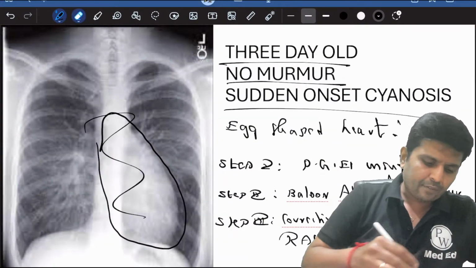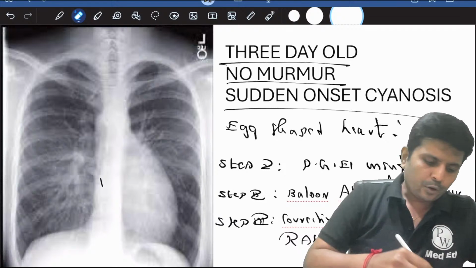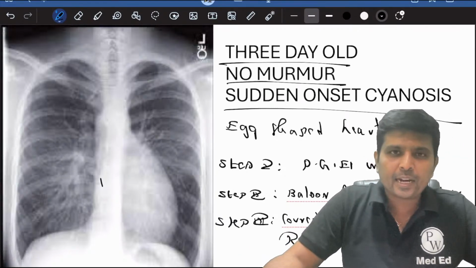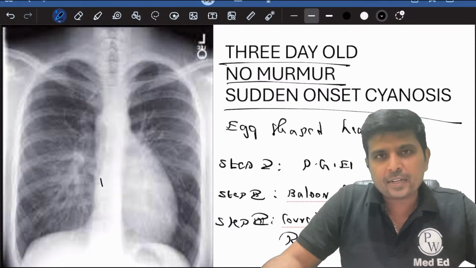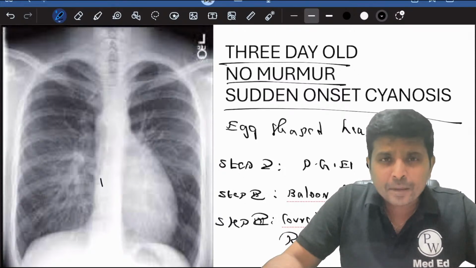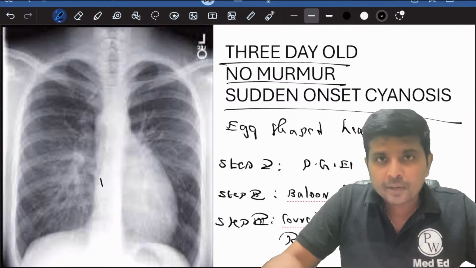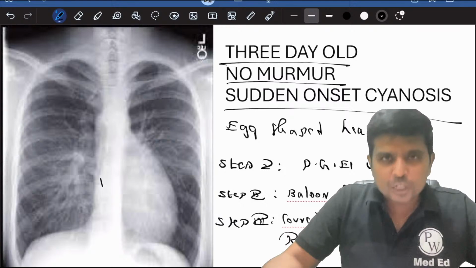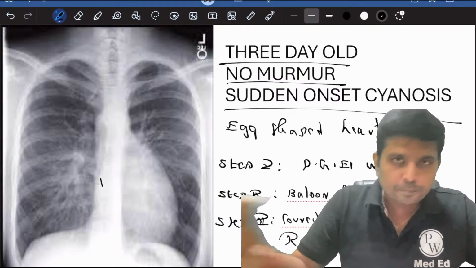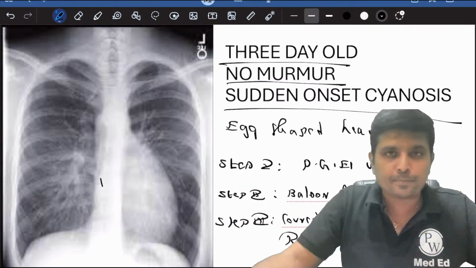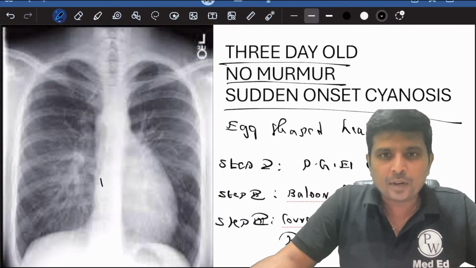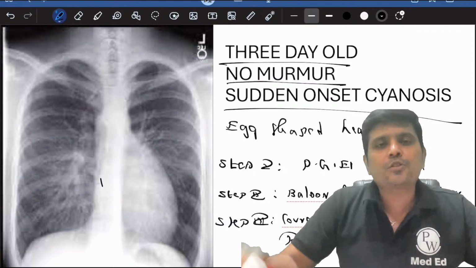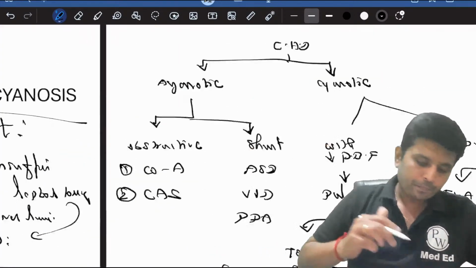So what is this? You have a figure of 8 appearance, or egg-shaped appearance. The egg-on-a-string appearance usually occurs in case of transposition of great arteries. Whenever you have a term baby, large for date, no murmur, cyanosis on third day, it is transposition of great arteries. The first step is prostaglandin E1 analog. The second one is balloon atrial septostomy. The third step is correction, that is arterial switch surgery. This is with respect to TGA.